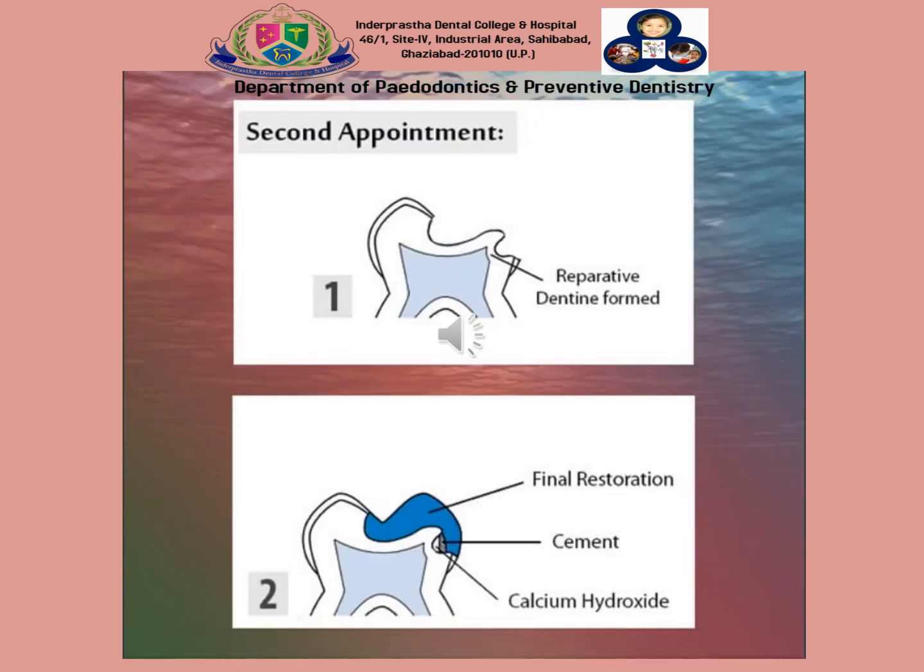Here is the pictorial representation of the second appointment, where we remove the temporary filling and we clean it, and then we put the calcium hydroxide and we put the cement and the final restoration on it.